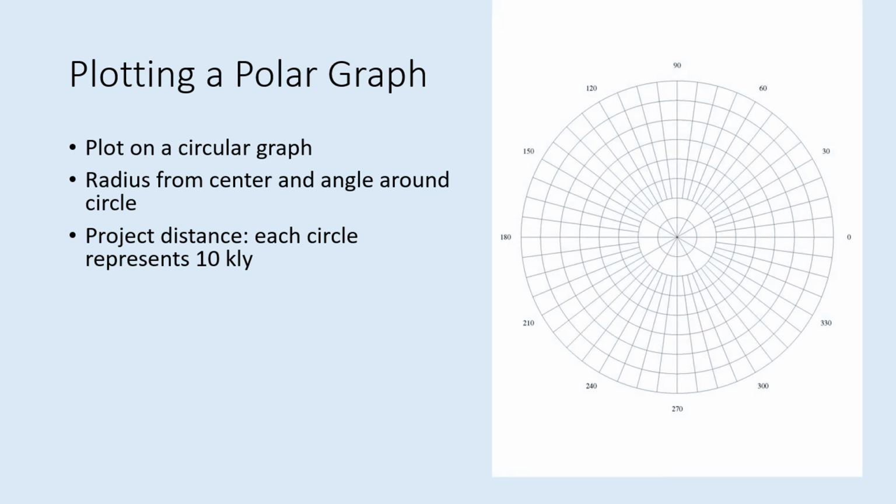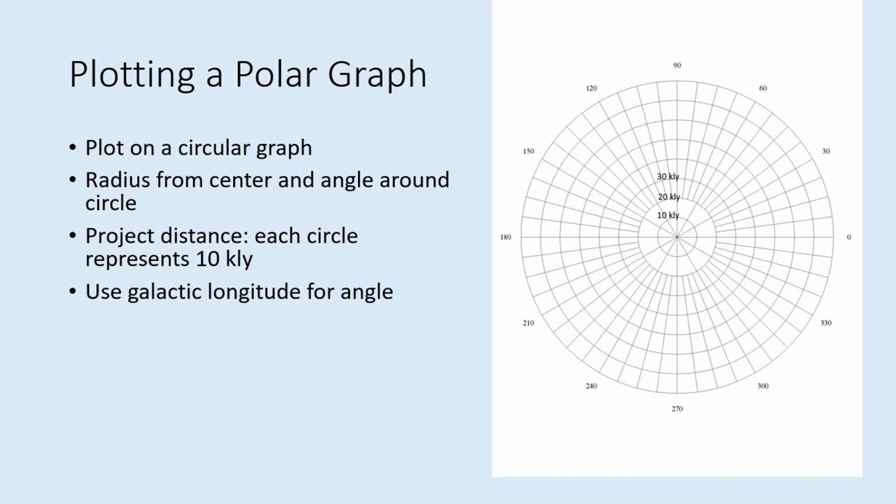Look at the polar graph attached to the lab. Moving out from the center, make each circle represent 10 kilolight years. So that the first one is 10 kilolight years, the second is 20 kilolight years, etc. Make sure you label these on the graph. For the angle, we're going to use the galactic longitude. This runs from 0 to 360 degrees, with the angles already marked on the polar graph.